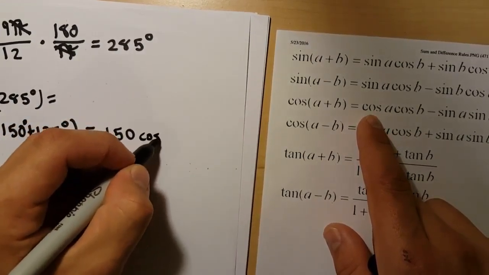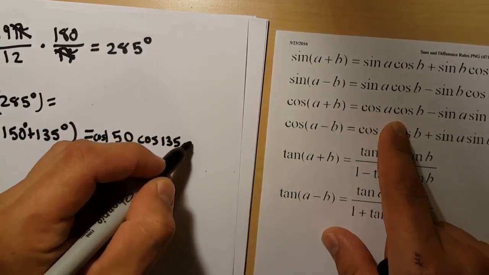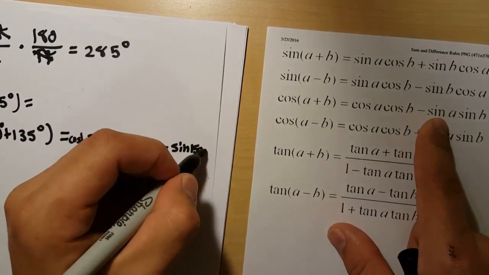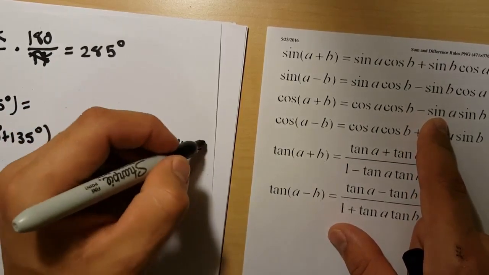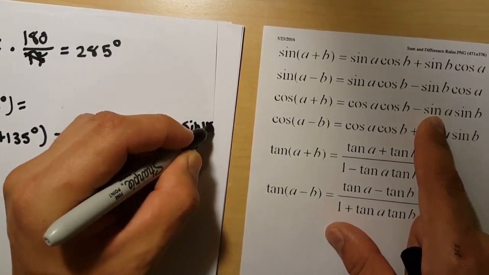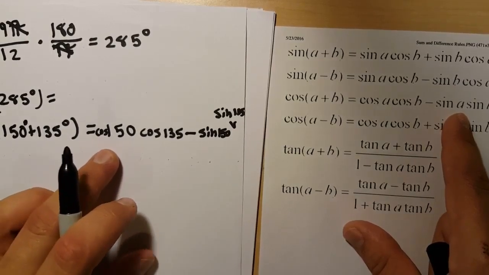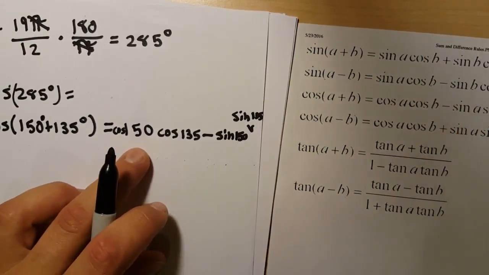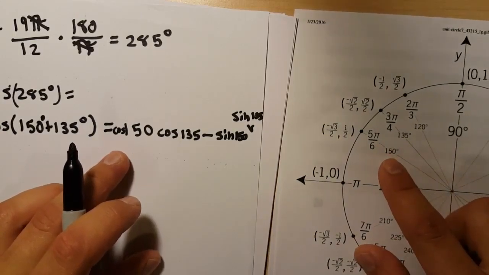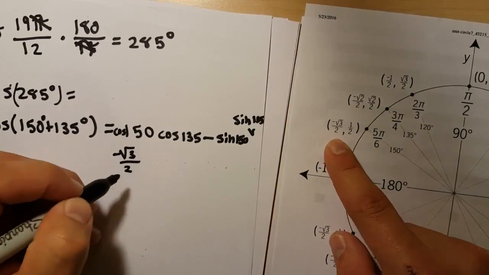and cosine 135 subtracted by sine 150, and sine 135 over here. So now we see that cosine 150, we take out our unit circles and we look. So cosine 150 is going to be negative root 3 over 2.